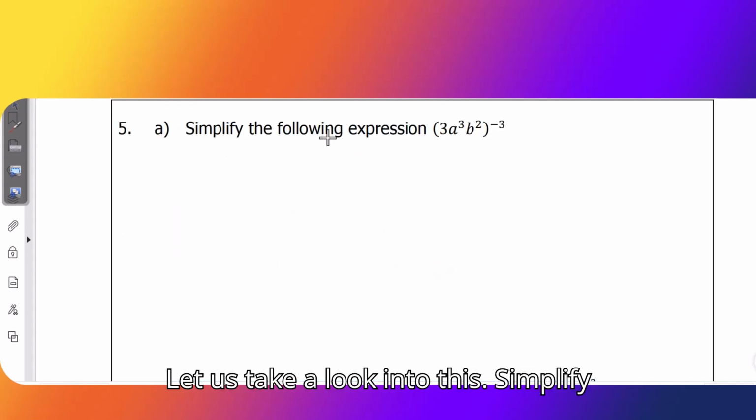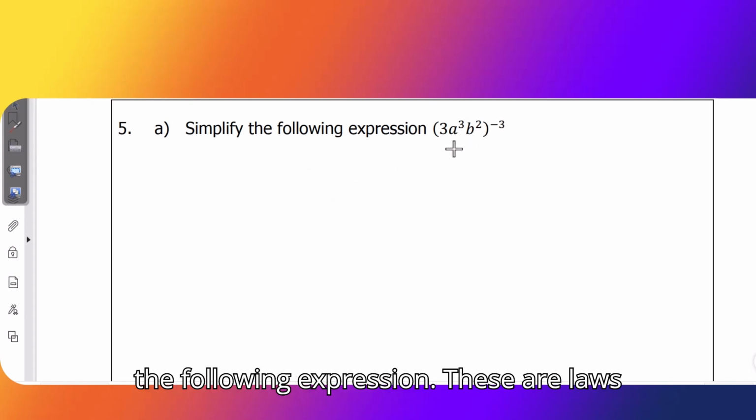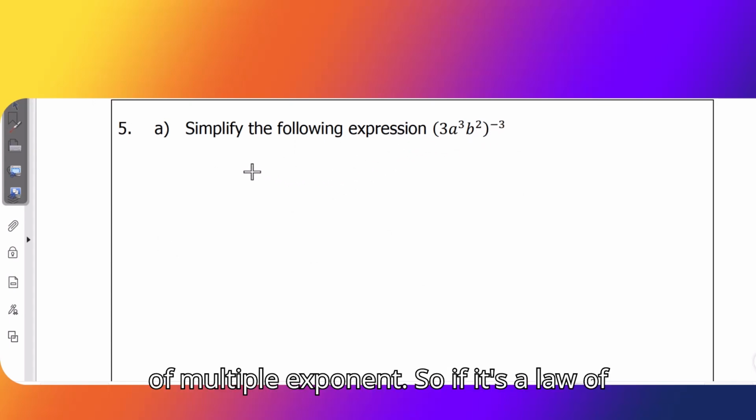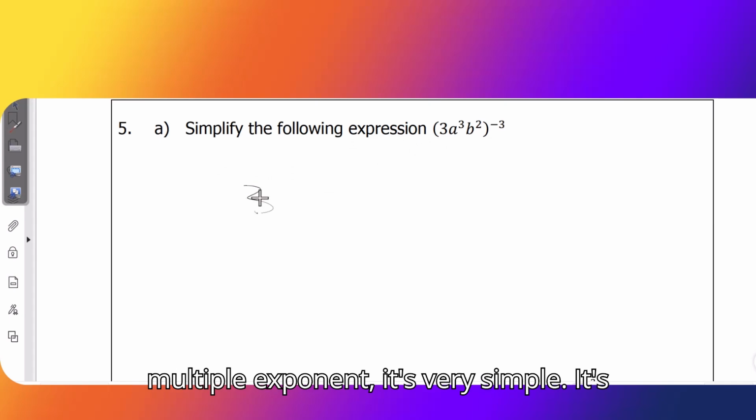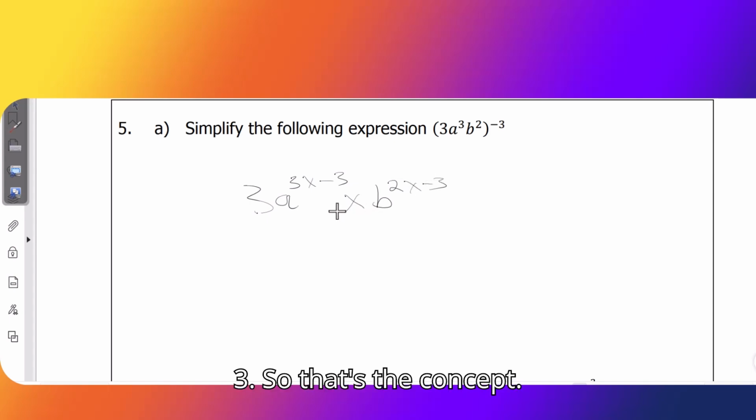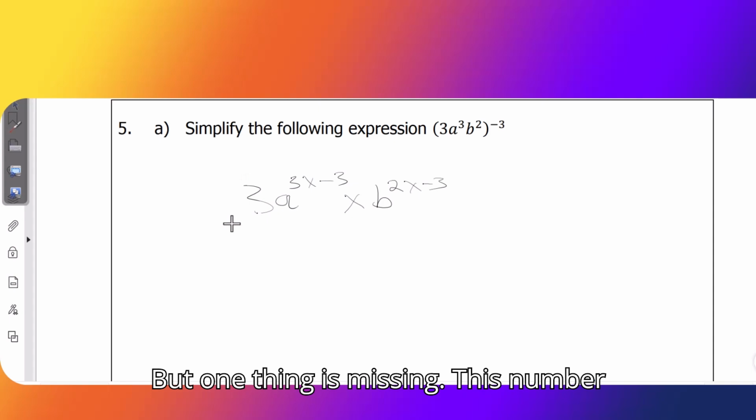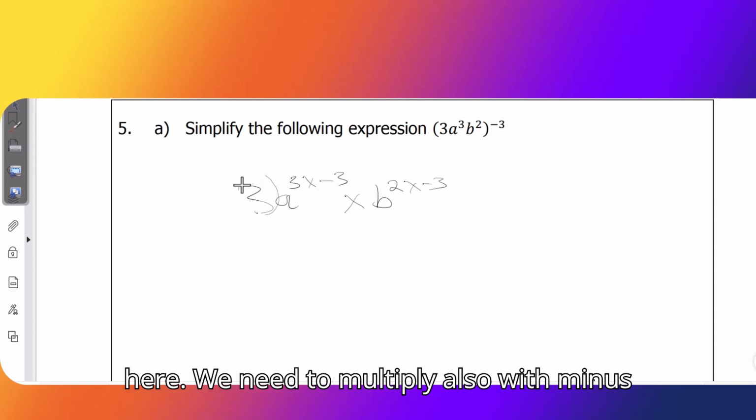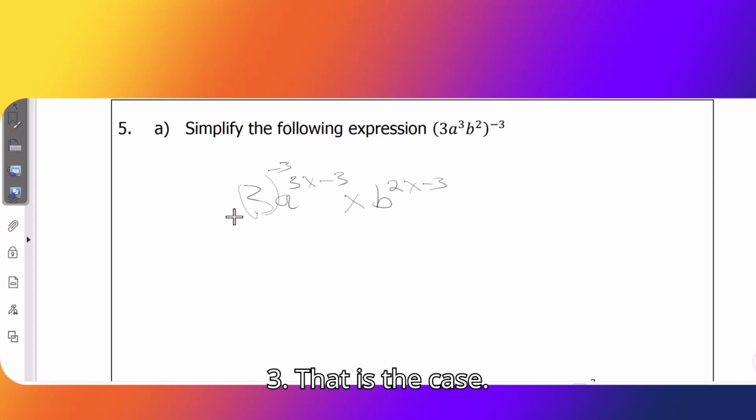Let us take a look at this. Simplify the following expression. These are laws of multiple exponents. If it's a law of multiple exponents, it's very simple: a power 3 times minus 3, b power 2 times minus 3. That's the concept, but one thing is missing. This number here, you need to multiply it also with minus 3.